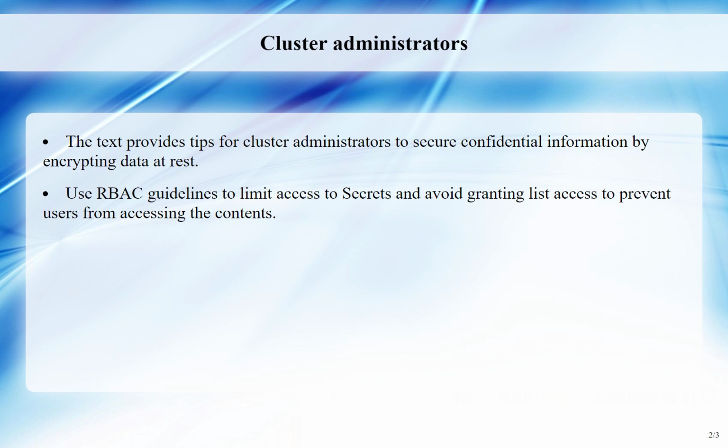The next suggestion is to configure least privilege access to secrets using role-based access control, RBAC guidelines. This includes restricting access for components and humans and using third-party authorization mechanisms for more complex access control. The text also warns about the dangers of granting list access to secrets, as it could allow users to fetch the contents of the secrets.